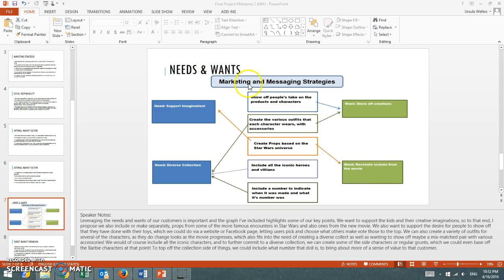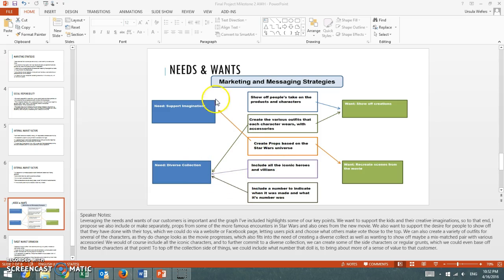Then the marketing and messaging strategies. He outlines here all that he's going to do. So those are basically your marketing channels. He's going to show off people's takes on the products and characters. He's going to create various outfits that each character wears with accessories. He's going to create props based on the Star Wars universe. He's going to include all the iconic heroes and villains, and include a number to indicate when it was made and what number it was. So kind of creating a collector's spirit.